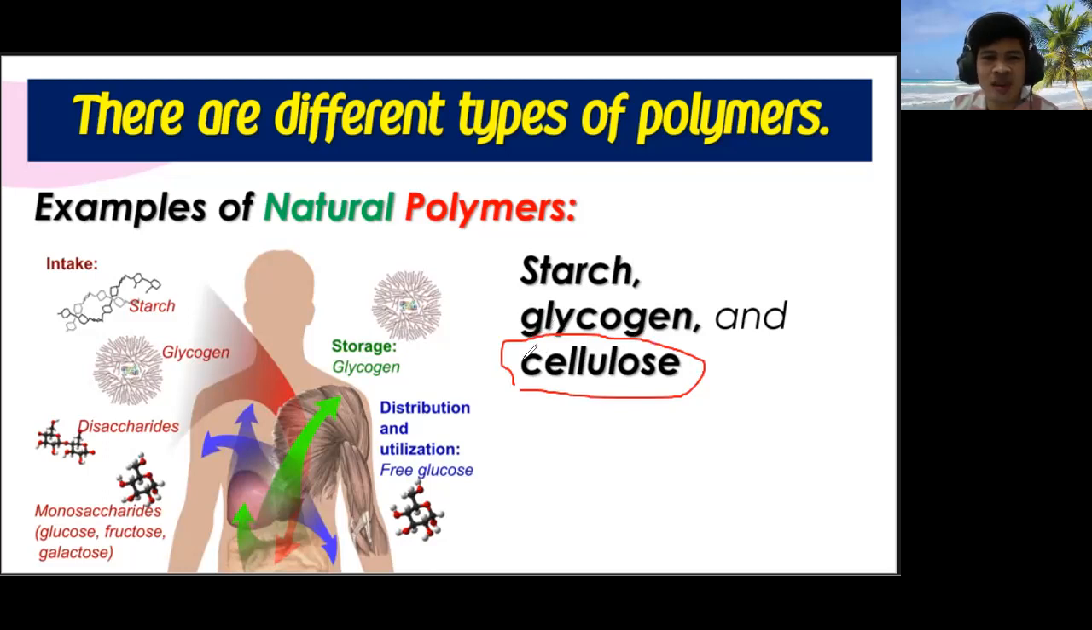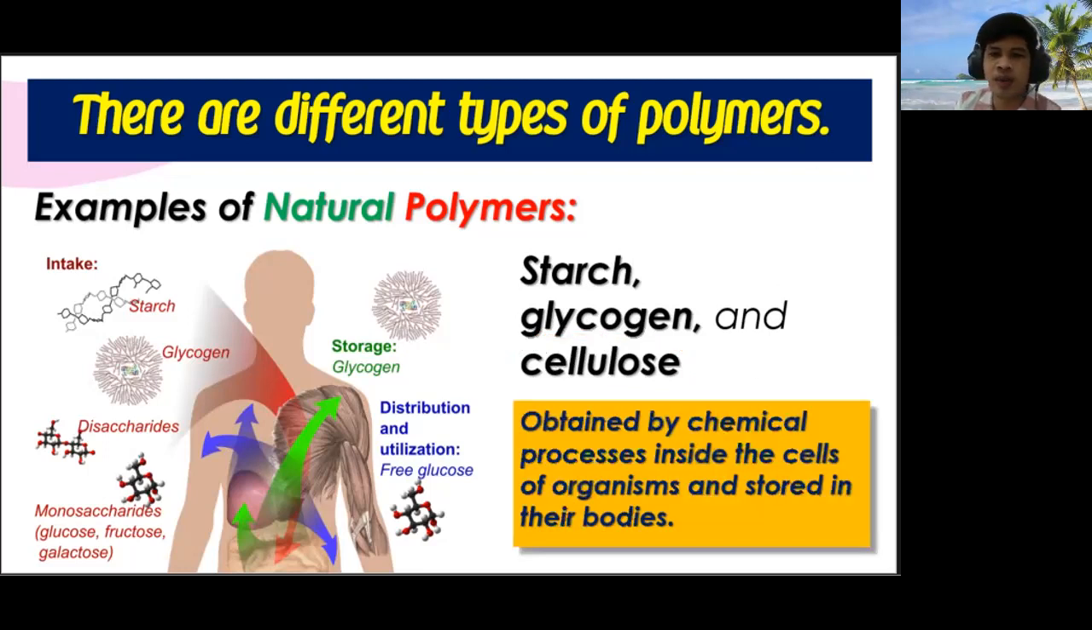Starch and glycogen. What about cellulose? It's generally synthesized by plants, okay? It forms the outer layer of plants, right? That is natural. These are all natural polymers, okay? Now, these natural polymers are obtained by chemical processes, okay?